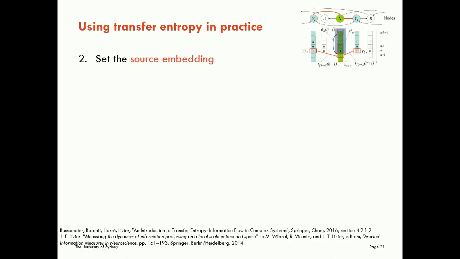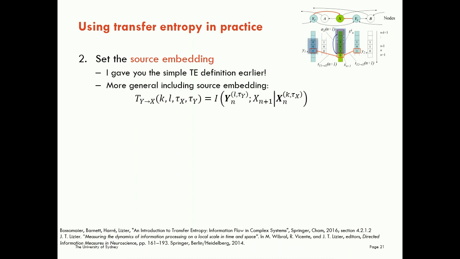Okay, the next step in using our transfer entropy in practice is to set the source embedding. Now I've got to confess I gave you a simpler transfer entropy definition earlier. A more general definition includes a source embedding. That means looking at an embedded state of the source as well as an embedded state of the target. And that's what I'm showing in the equation here, that we could have an embedding dimension of L on our source Y and an embedding delay on that as well.